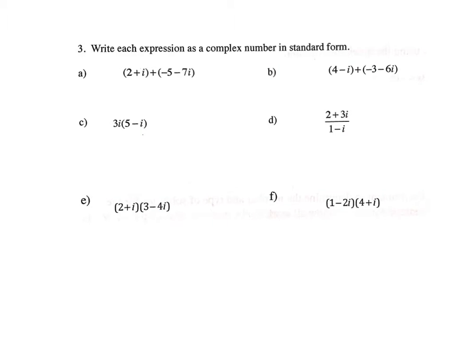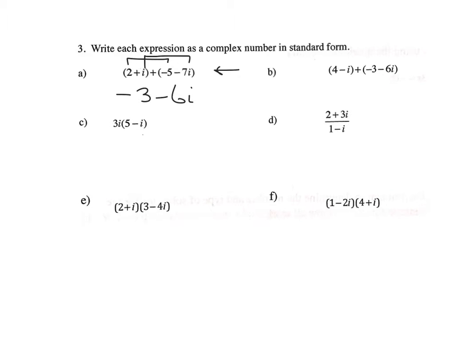Number 3 has all the imaginary number operations. Just make sure you do the right operation at the right time. Part A has an addition symbol. Do not do FOIL. It says add, so just add the 2 real numbers. 2 and negative 5 is negative 3. Add your imaginary numbers. i and negative 7i is negative 6i. Guys, that's it. Don't make it harder than it is.